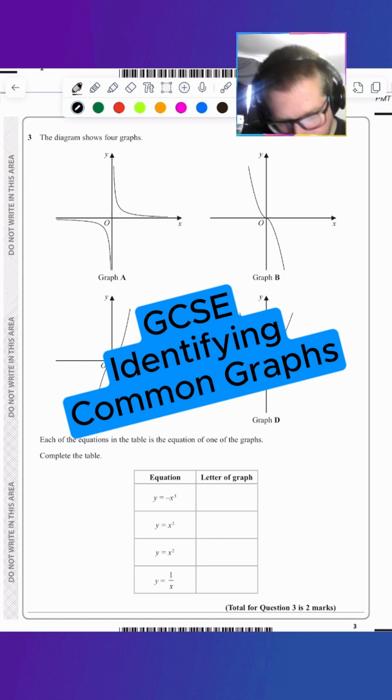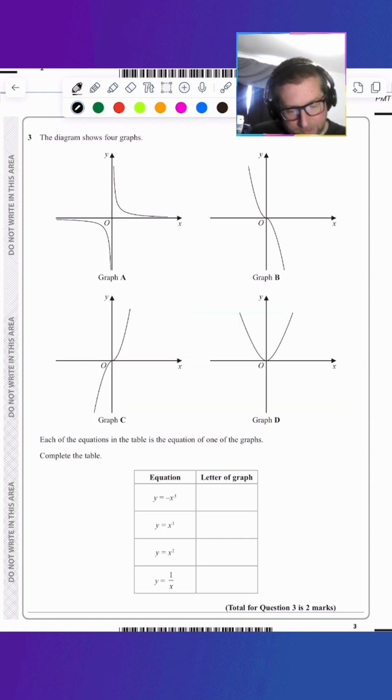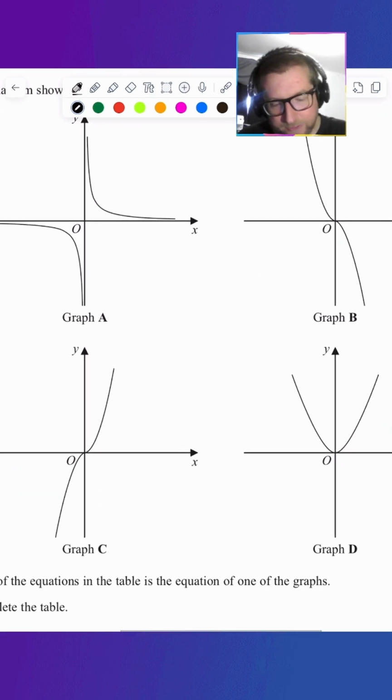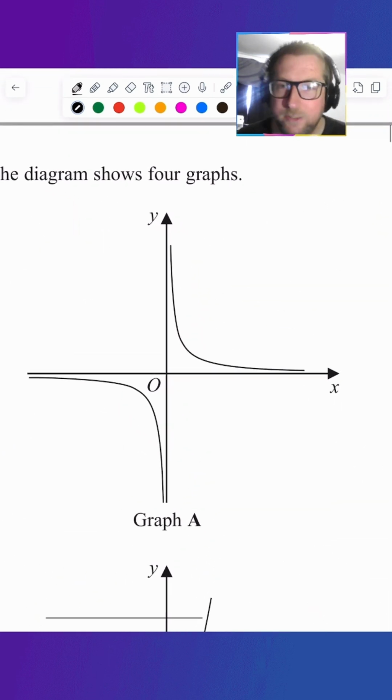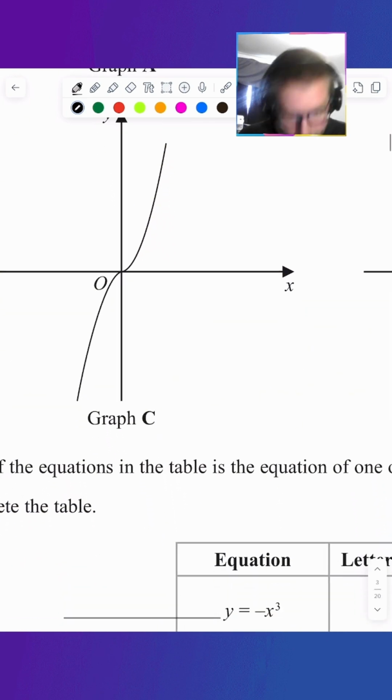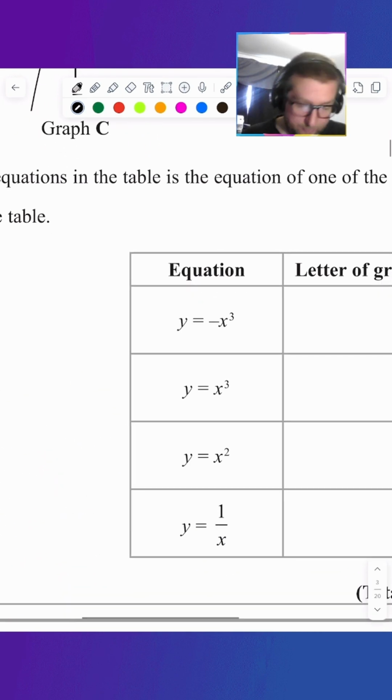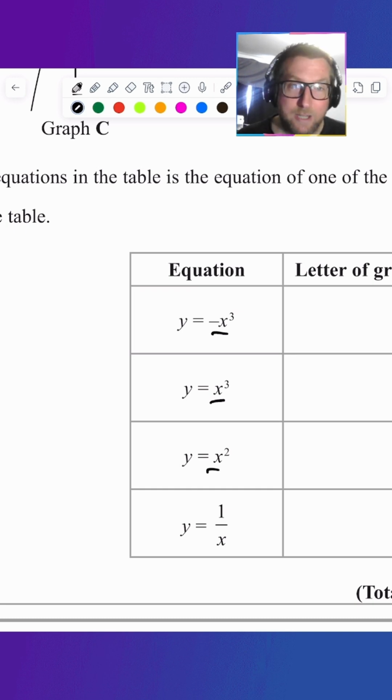The diagram shows 4 graphs. Each of the equations in the table is the equation of one of the graphs. So we have to think about what each of these graphs are, and it's worth just knowing these graphs. Now, if we didn't know them, we are given the names of all 4. So a couple of them are x cubed graphs, but one of them is negative. One of them is an x squared graph, and one of them is 1 over x. Okay, we should know what those graphs look like.